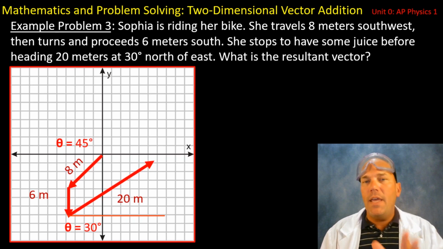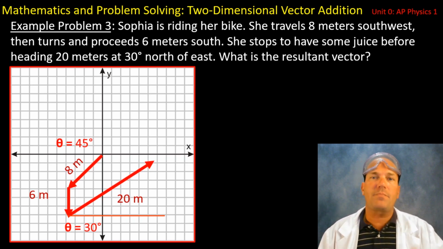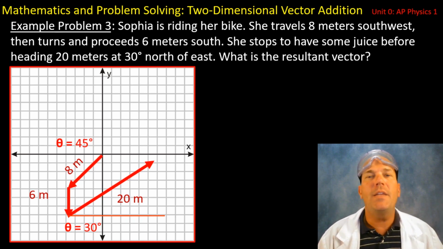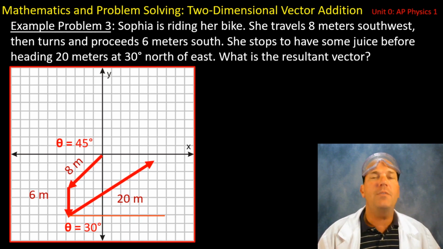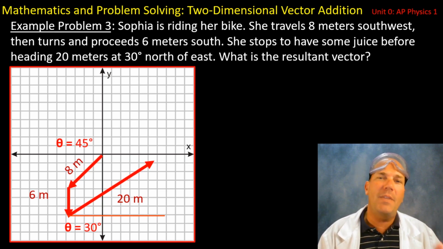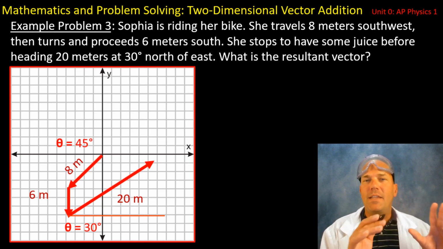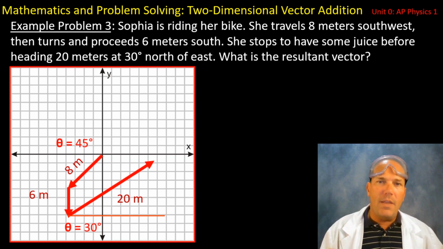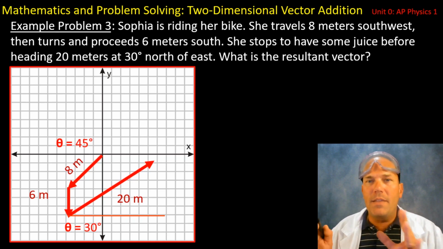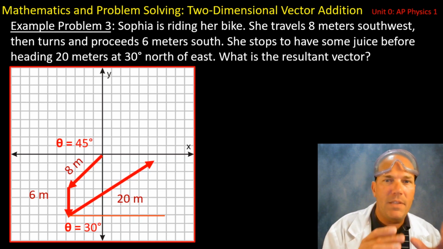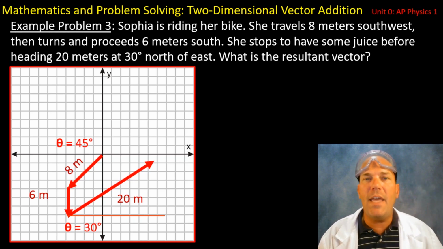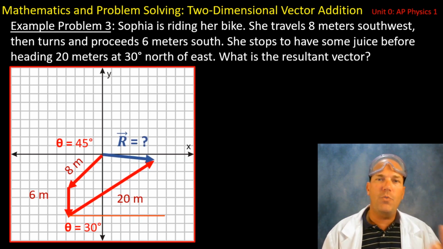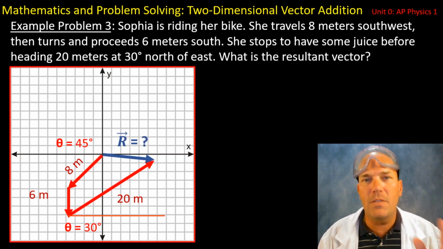Now keep in mind, head to tail vector addition. We did this in 1 dimension with 3 vectors. We're doing it in 2 dimensions with 3 vectors, but we're still using the same methodology of aligning the tail of the second vector to the head of the first vector. And then from there, we're aligning the tail of the third vector to the head of the second vector. And when we connect the tail of vector 1 to the head of vector 3, we get our resultant vector.